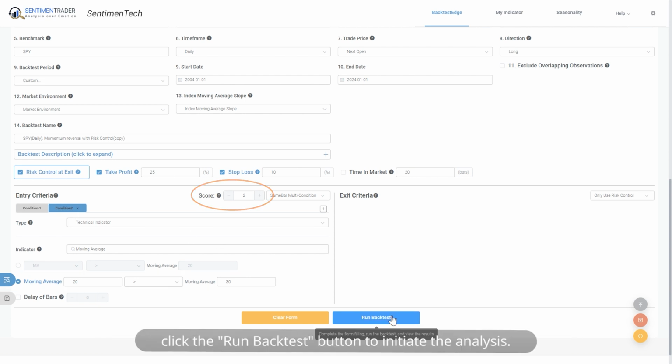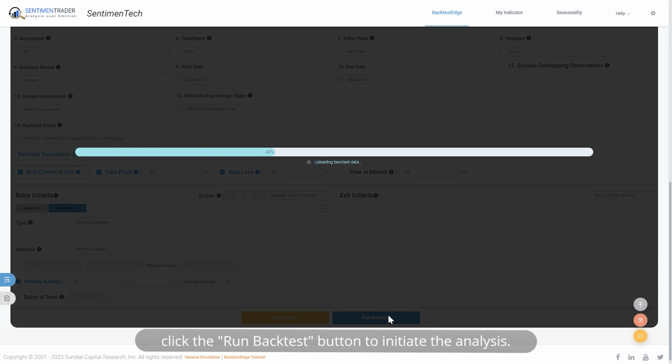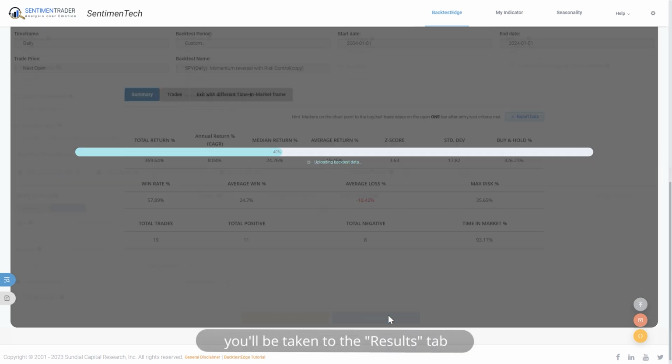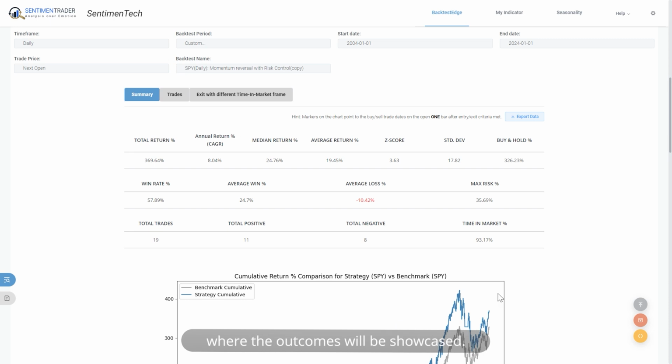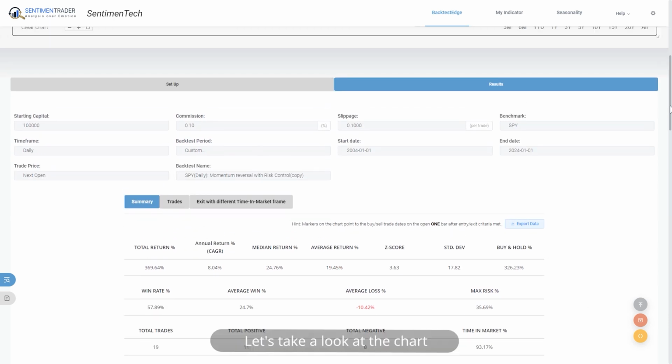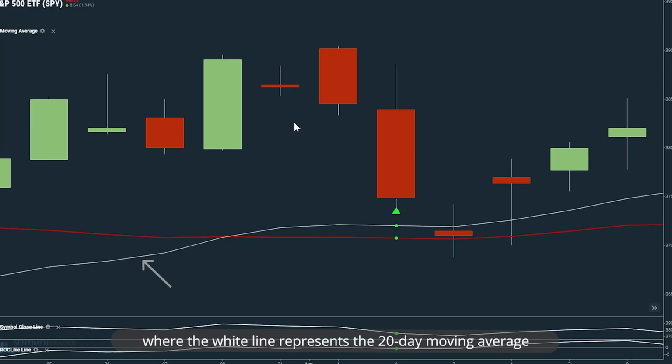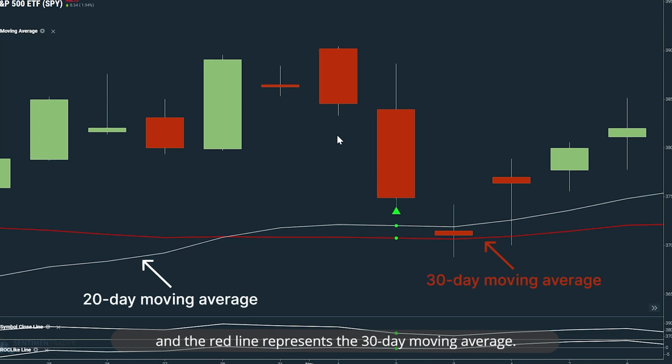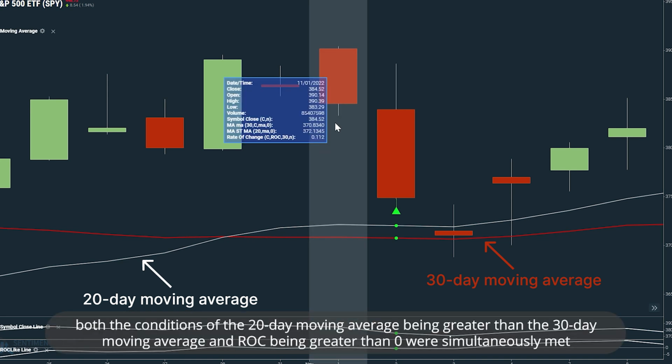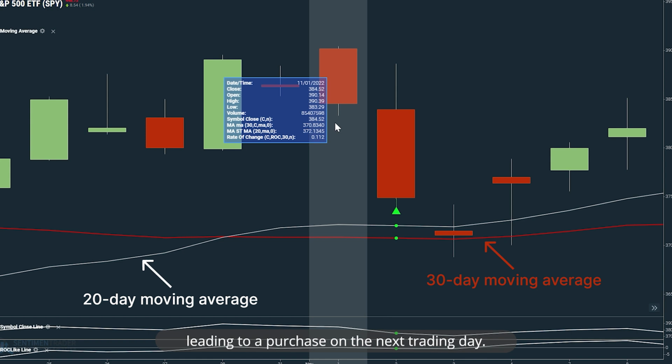Now, click the Run Backtest button to initiate the analysis. Once it's complete, you'll be taken to the Results tab, where the outcomes will be showcased. Let's take a look at the chart, where the white line represents the 20-day moving average, and the red line represents the 30-day moving average. Clearly, on November 1st, both the conditions of the 20-day moving average being greater than the 30-day moving average and ROC being greater than 0 were simultaneously met, leading to a purchase on the next trading day.